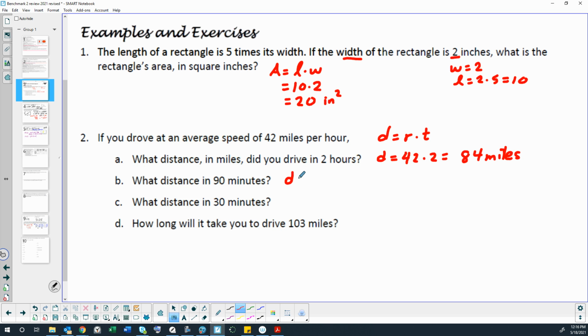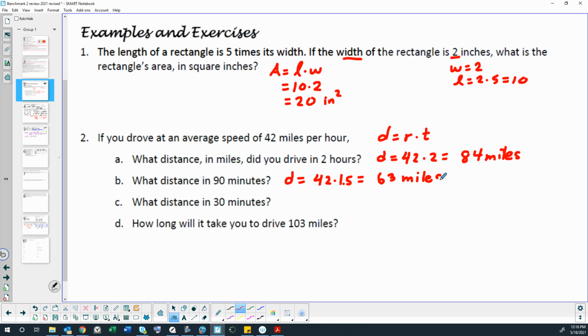90 minutes is an hour and a half. So that would be 42 times 1.5, because it's 1.5 hours. So that would be 63 miles.